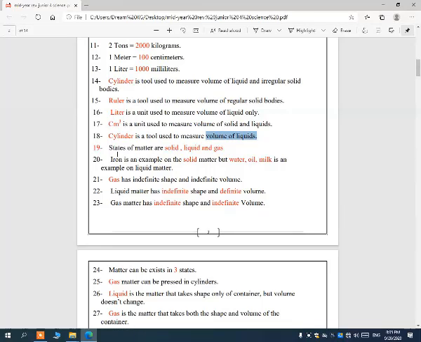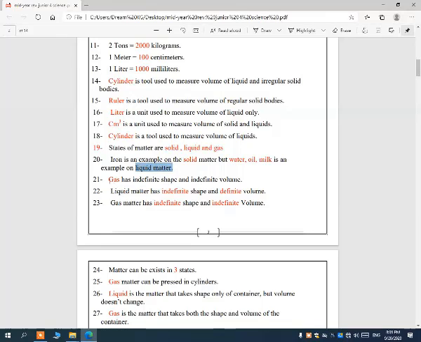Number 19. States of matter are solid, liquid, gas. Number 20. Iron is an example of dots matter. The iron is from the solid matter, but dots is an example of liquid. I need any example for the liquid matter. You can write water, oil, milk, any juice, any example for the liquid.